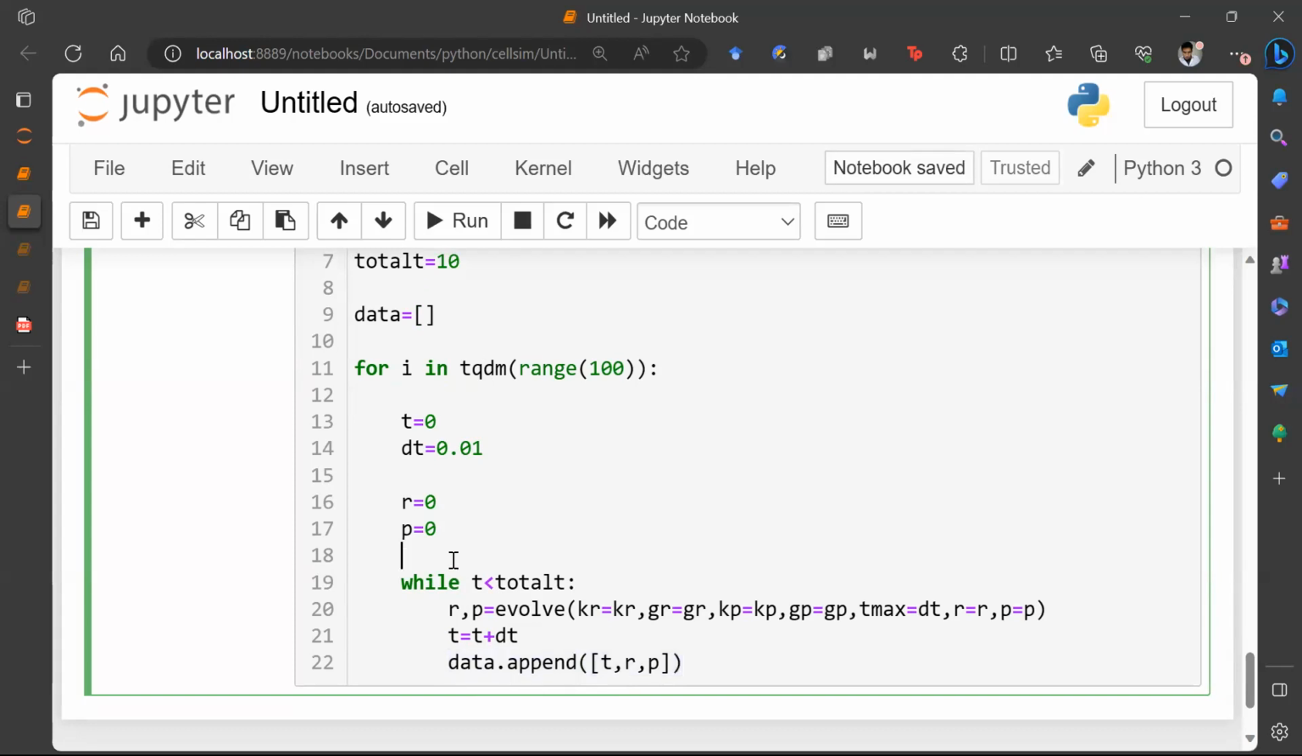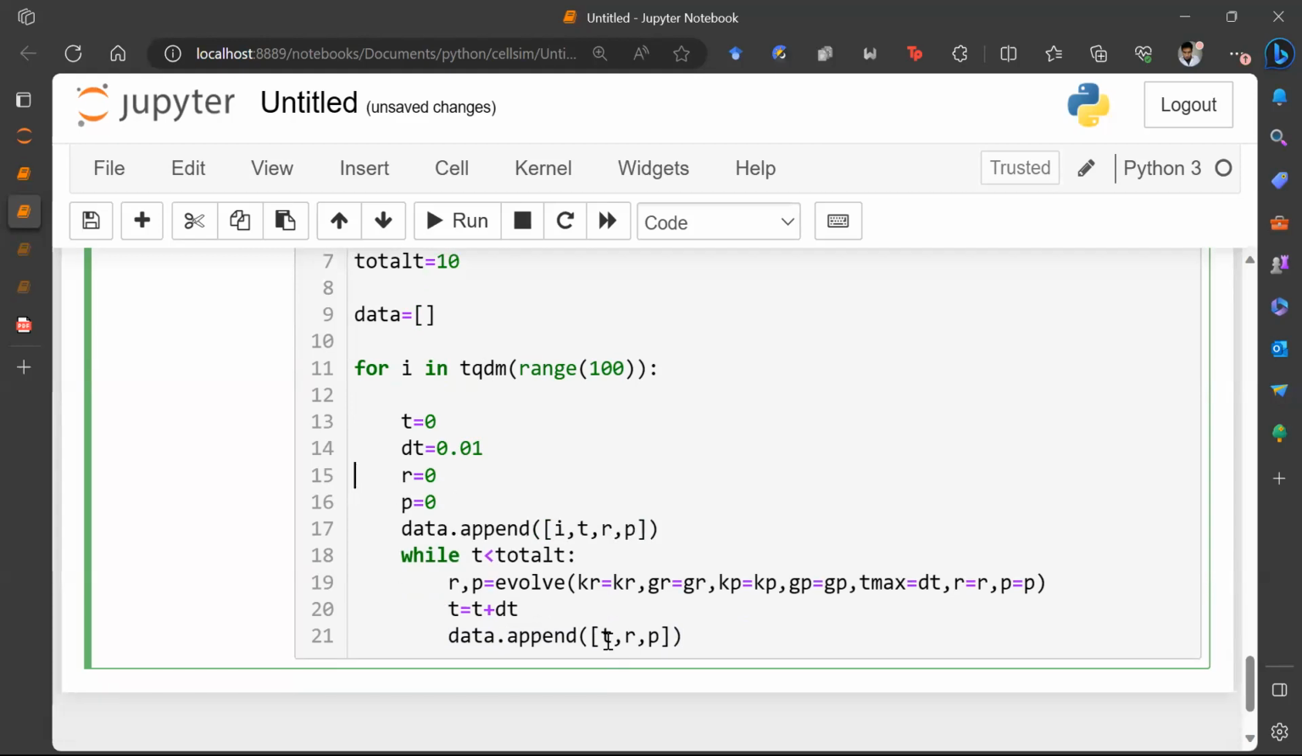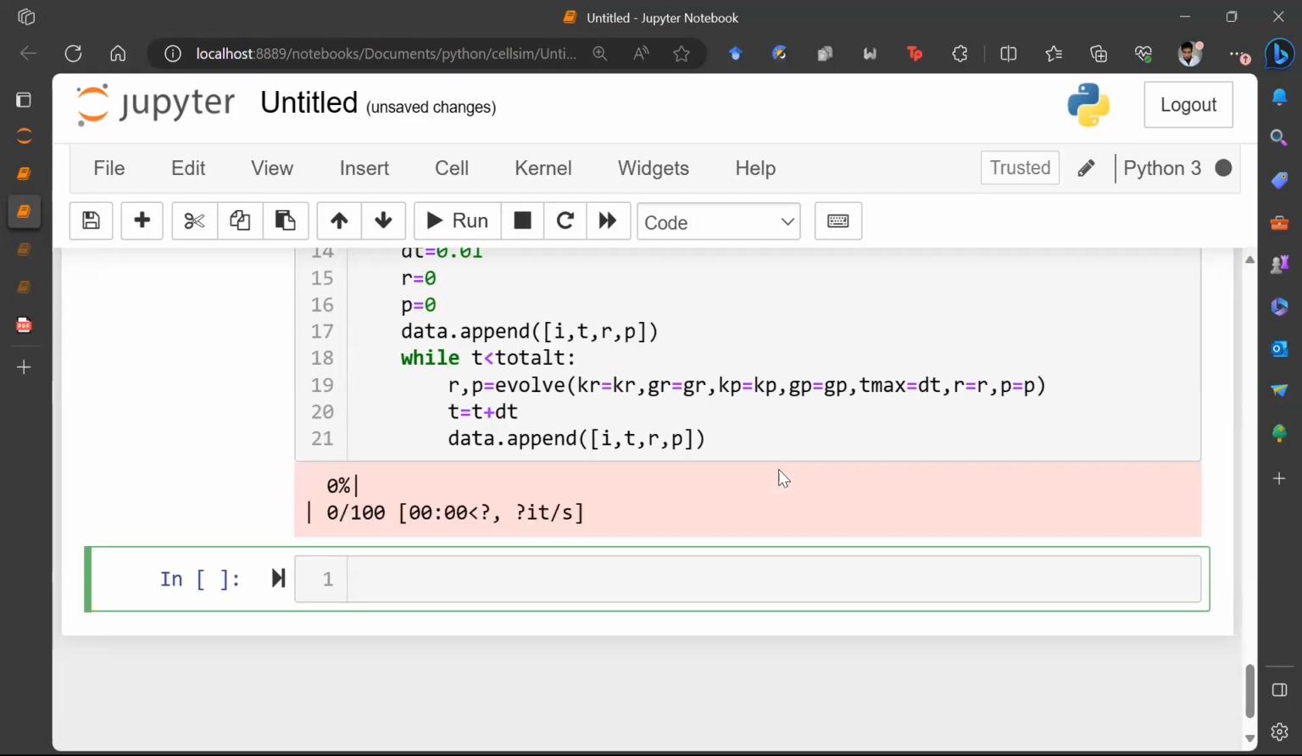And I'm gonna save the initial value before starting the simulation. So I add i, which corresponds to the label of the cell. And I save the data every time I evolve the system. So you can see here, this takes a couple of minutes.